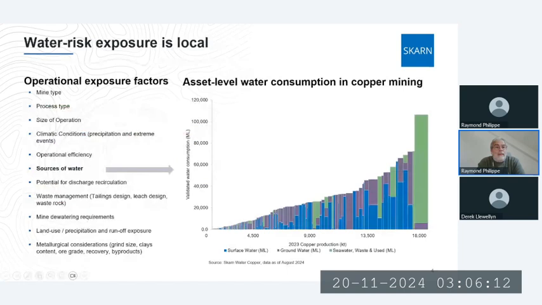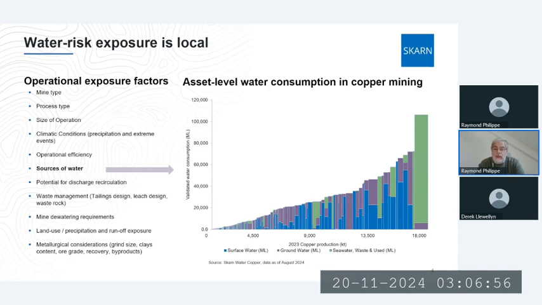What we do for that is, first of all, recognize that water risk exposure is a local impact. The water is captured locally and discharged locally at the mine site or in the environment of the mine site. We have to take into consideration quite a number of exposure factors, such as the mine type, the type of process, a concentrator or a leach operation for example, the size of the operation and thus the amount of water associated to that, the climatic conditions, as I mentioned before, operational efficiency, and a very important one is, in fact, what you see on the right side, the sources of water.